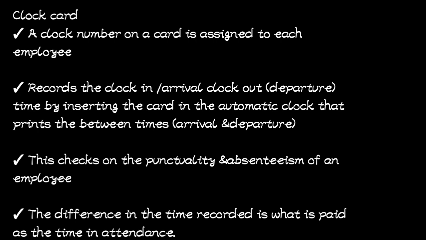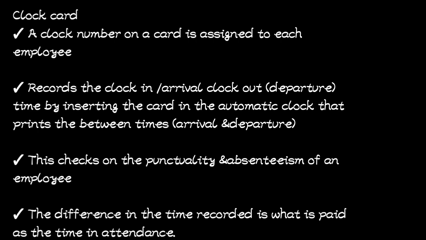So this clock card records the clock in time or the arrival time. Then it also records the clock out or the departure time by inserting the card in the automatic clock that prints the times, the arrival and departure. So this one just checks the time when you arrived and then when you left, then the time in between, the hours you worked.